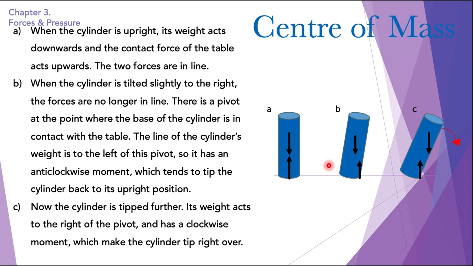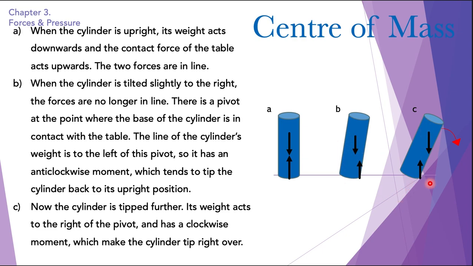Now over here, when the cylinder is tilted slightly to the right, the forces are no longer in line. So there is a pivot at the point where the base of the cylinder is in contact with the table, which is this point. This is the contact force, as you can see. And this basically becomes the pivot. So the line of the cylinder's weight is to the left of this pivot. So it has an anti-clockwise moment which tends to tip the cylinder back to its upright position. So because it is in this direction, it comes back to its position.